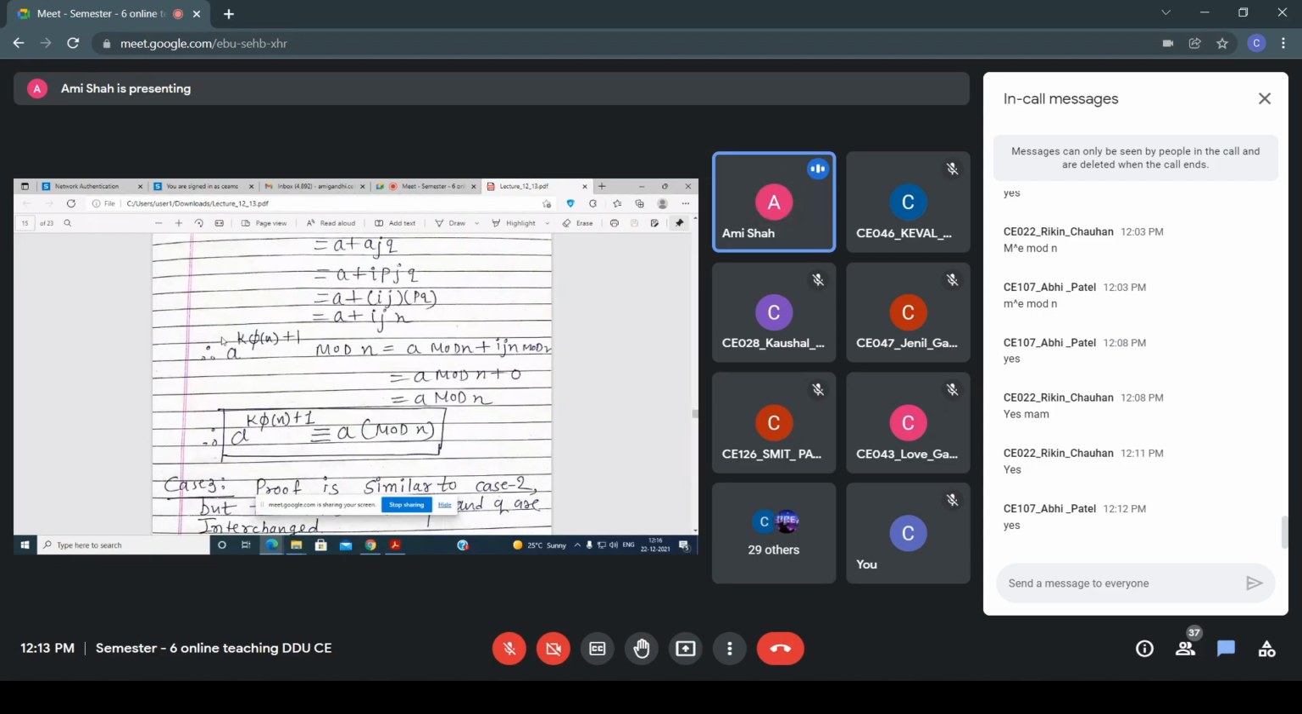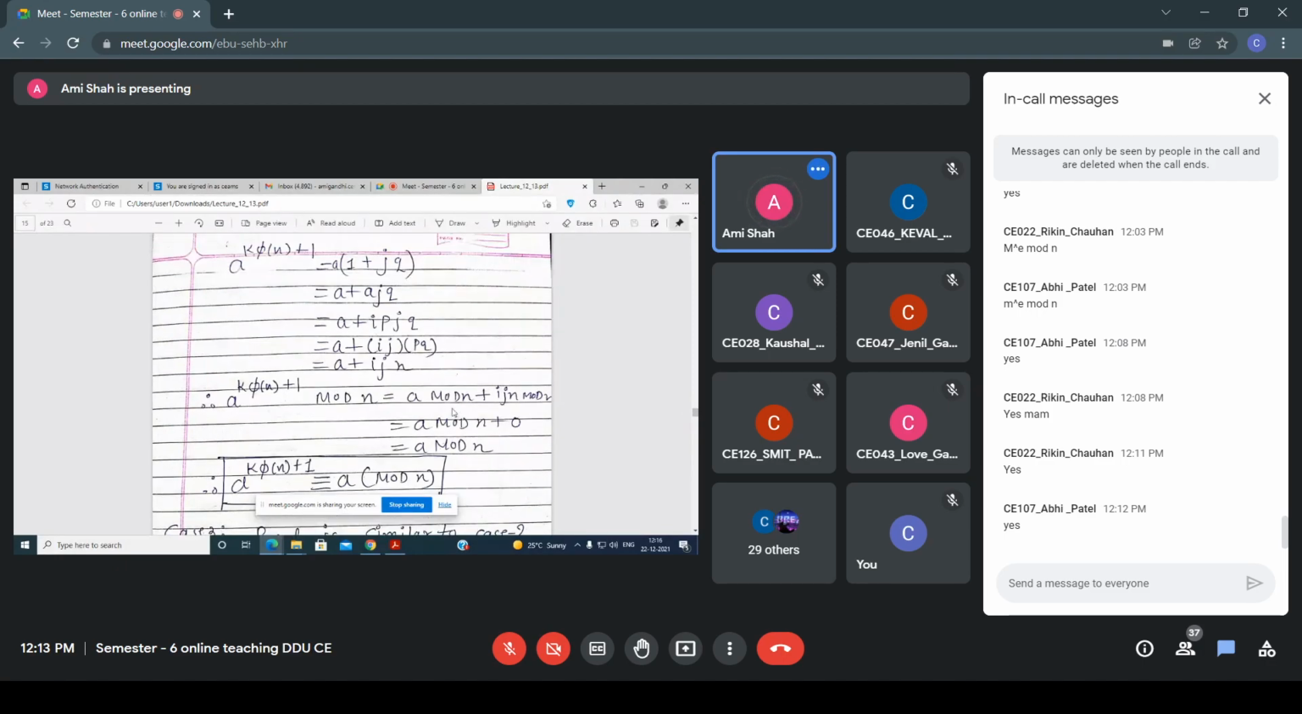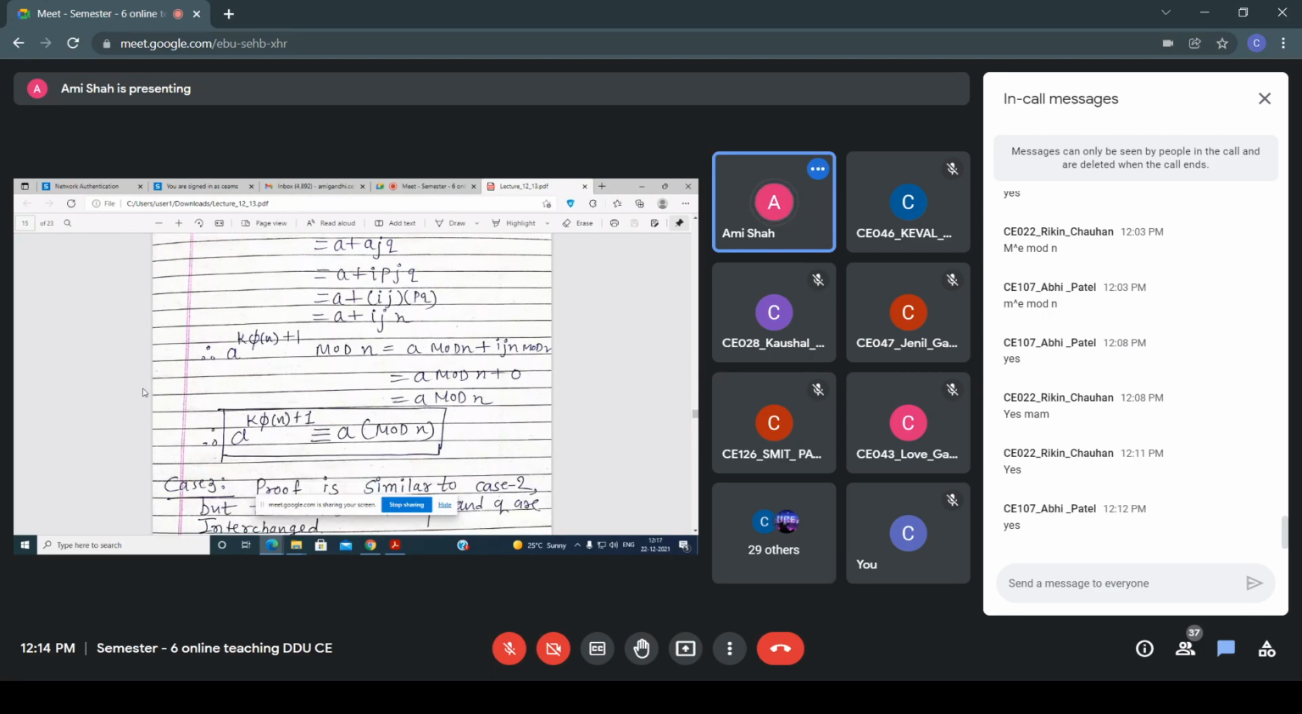And see, instead of this a raised to k phi n plus 1 mod n, what can I write? a mod n plus ijn mod n. And all of you know ijn mod n is 0. So what I get is a raised to k phi n plus 1 mod n equals a mod n. Okay, so in this way you can prove it.